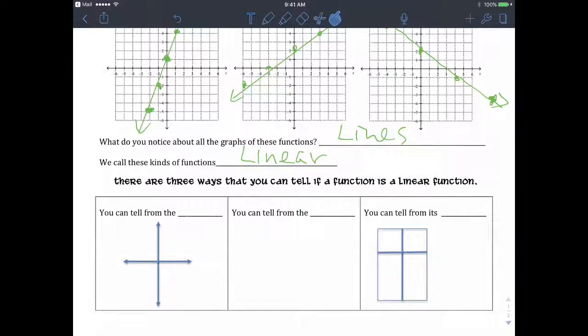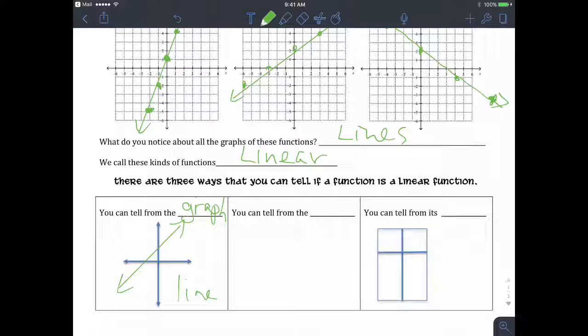All right, so now looking over here, you can identify if something is a linear function in 3 different ways. You can identify it by looking at the graph. If you see that we have a line, it's automatically going to be linear. So you can tell from the graph, because it needs to be a line. If it's a line, it's linear.